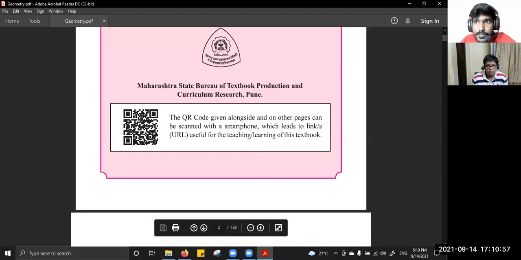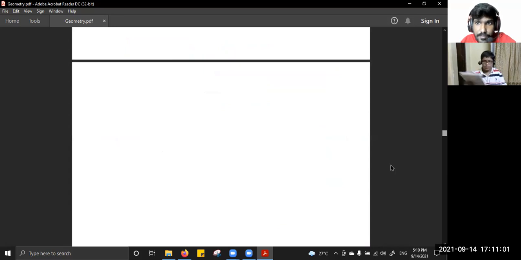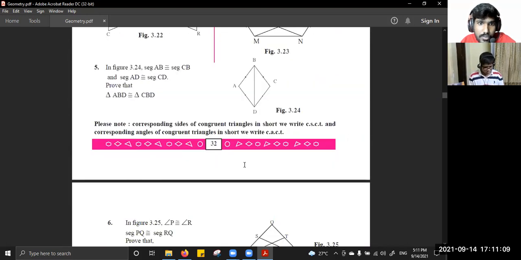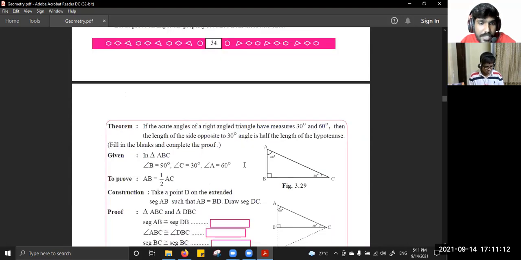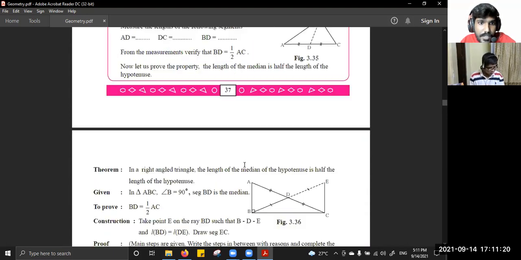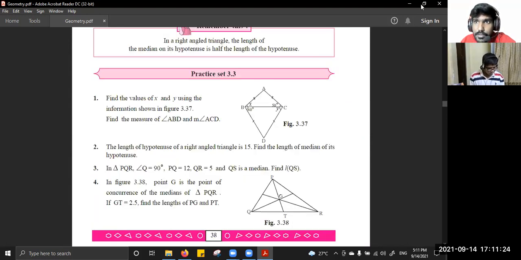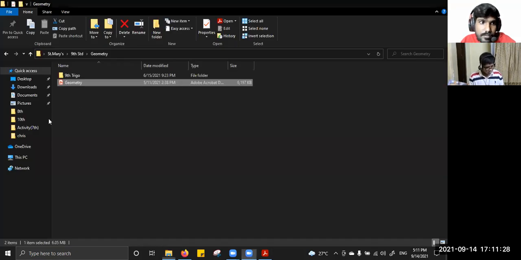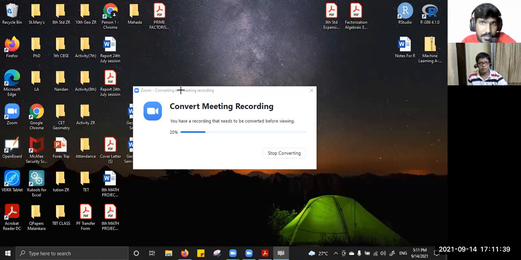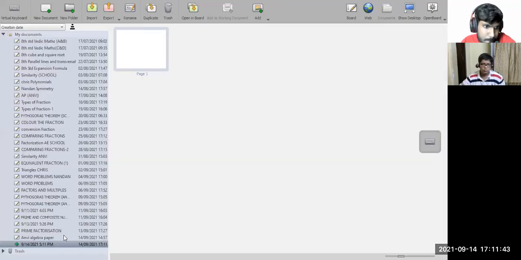Which was the last sum that we did? Which keys are not working, you want to change it? 3.2 we finished, no? The isosceles we did, 30-60-90 we did, 45-45-90 we did, median we did. I think we had to start with the exercise, no? So we were on 3.3 first. First one, no? Yes. One, two, three is not working.